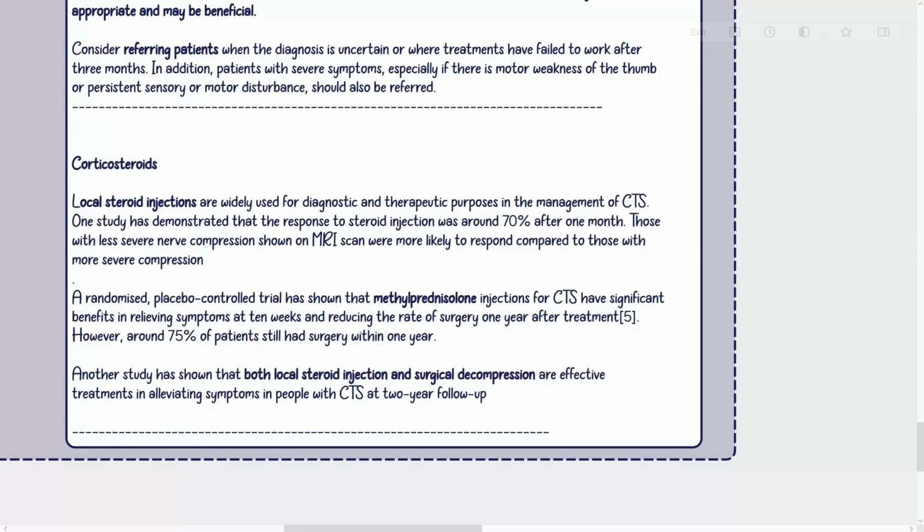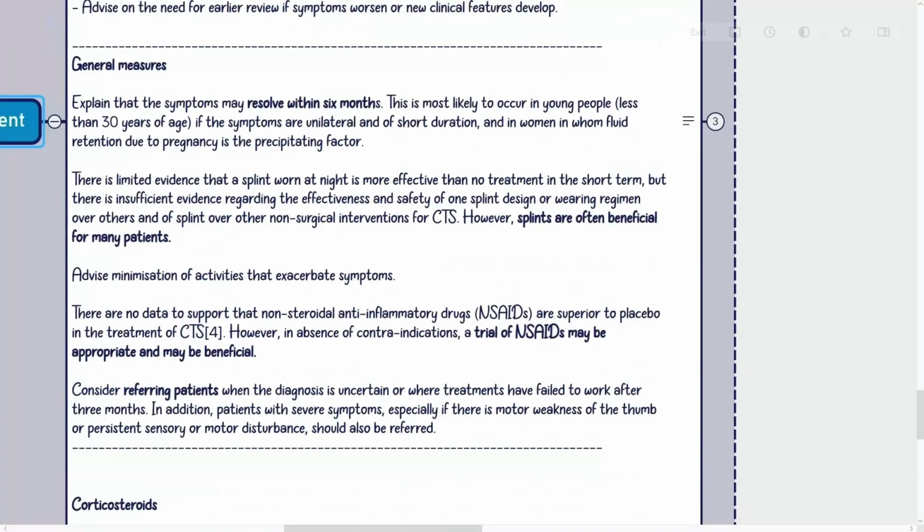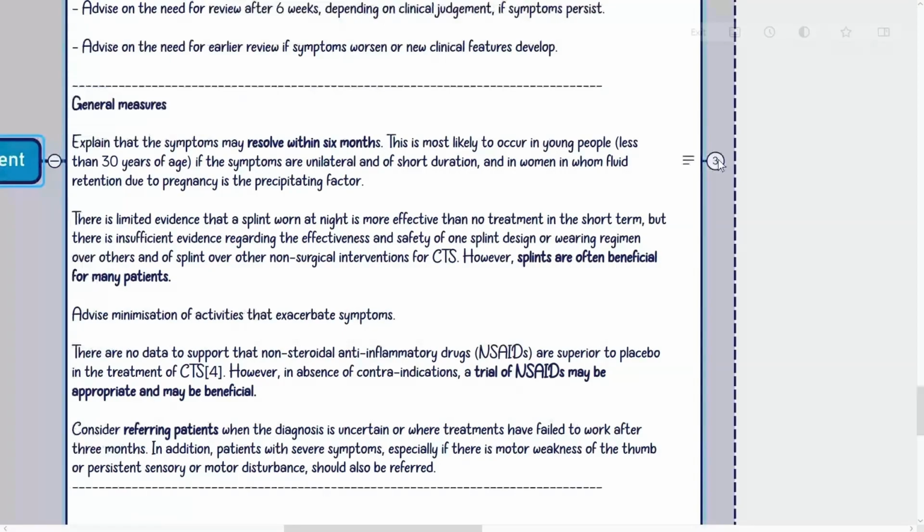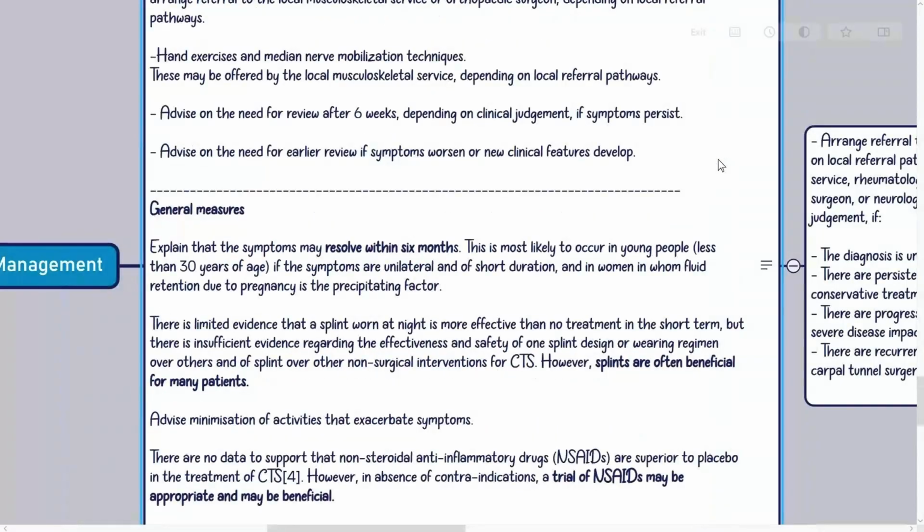Another study has shown that both local steroid injection and surgical decompression are effective treatments in alleviating symptoms in people with carpal tunnel syndrome at 2-year follow-up.